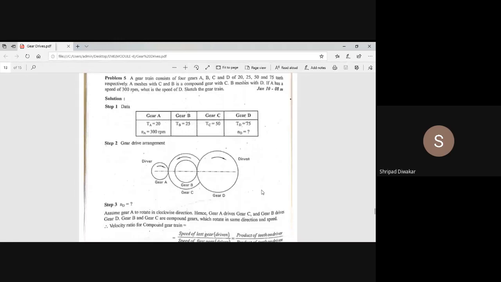Next problem is related to our compound gear train.